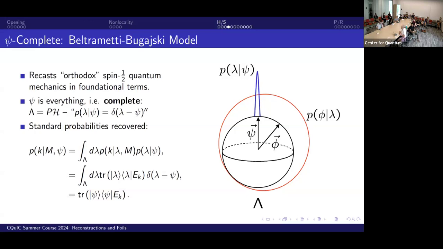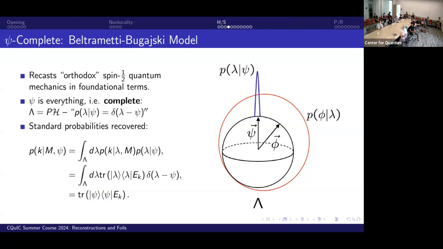Well, in this case, where our ontic space is just Hilbert space, this is just a delta function, like so here. And you have this other constraint of trying to figure out the probability of getting measurement outcome k, given that you have ontic state lambda and you're given some measurement m. Well, this will also just be the same as regular quantum mechanics. You have this trace of the state with some effect E here, like so.